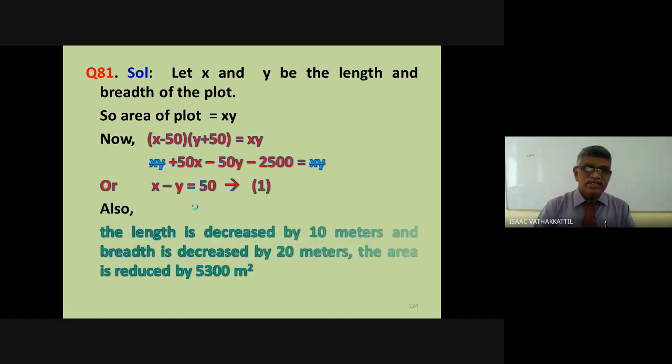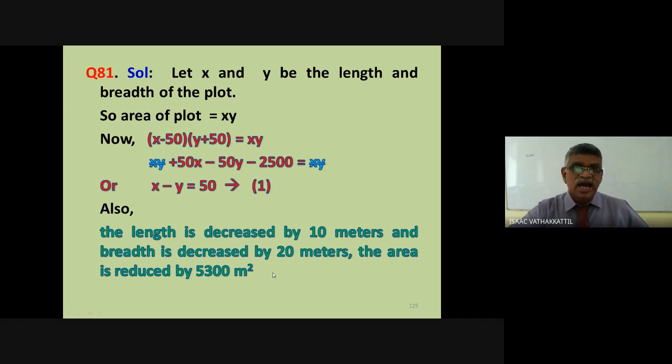And what is the second? The length is decreased by 10 meters and the breadth is decreased by 20 meters. Both are decreasing. Then what happens? The area is reduced by 5,300 square meters.